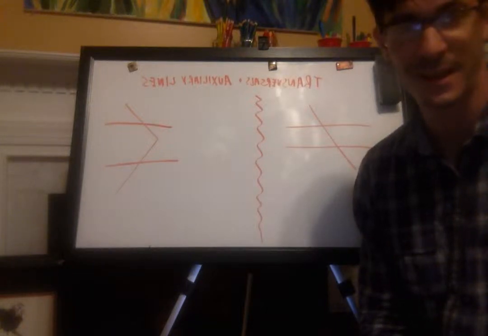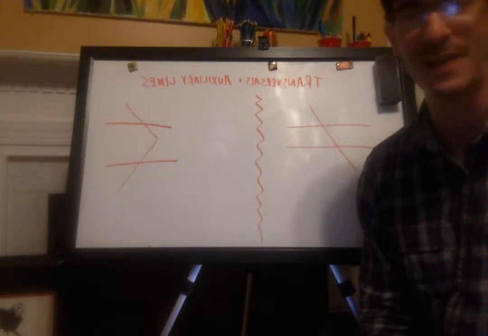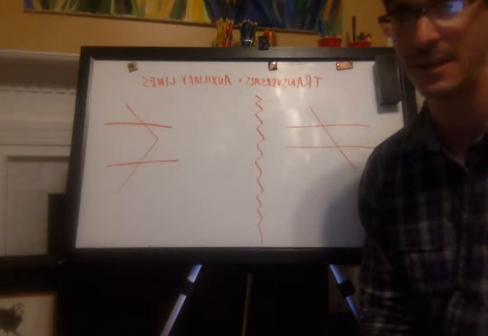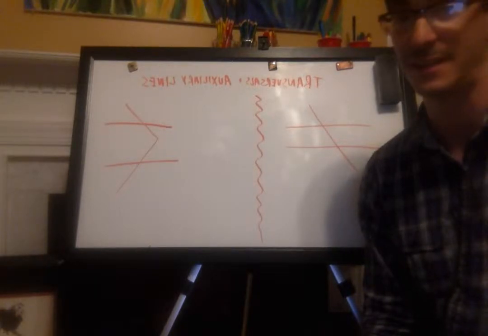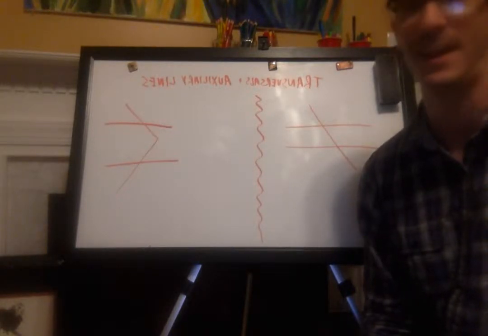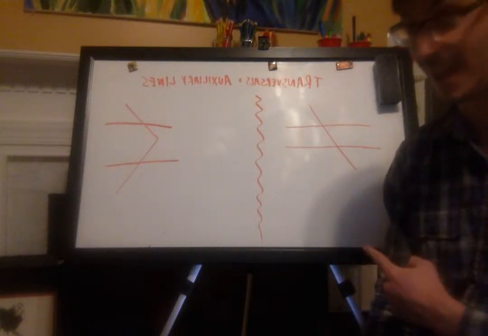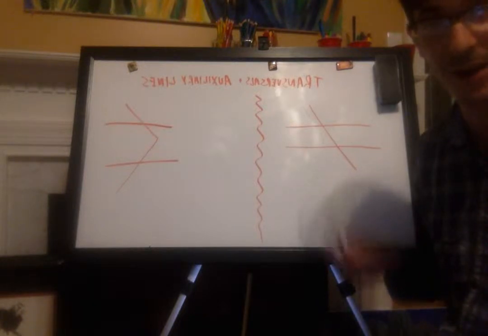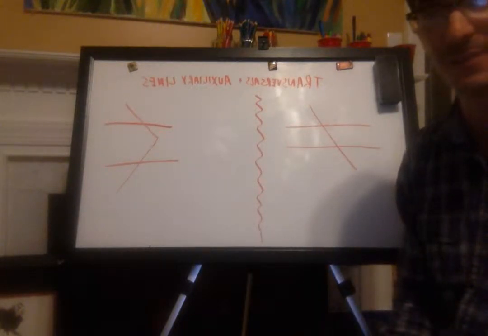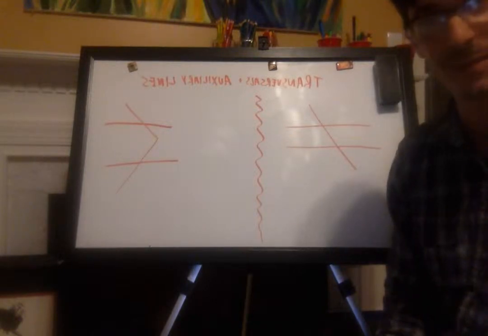Hello, class. Today we're going to be talking about transversals and auxiliary lines. This lesson is very much related to the lesson that we did yesterday and the day before that, when we were learning about transversal lines. So we're going to first activate your prior knowledge, what we learned over the past few days, and I'm going to ask you some questions and you're going to answer them.